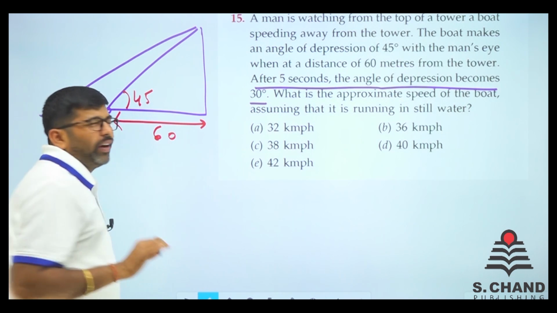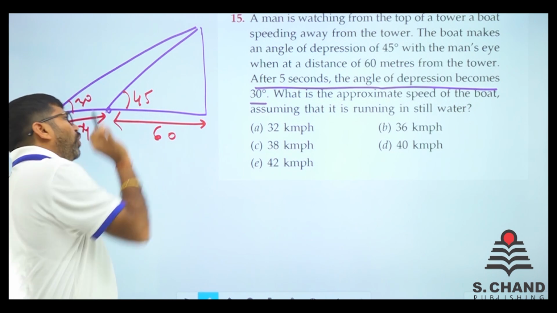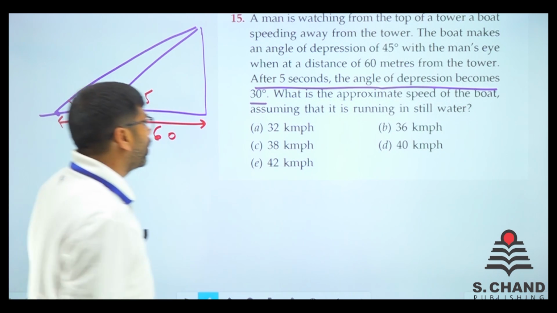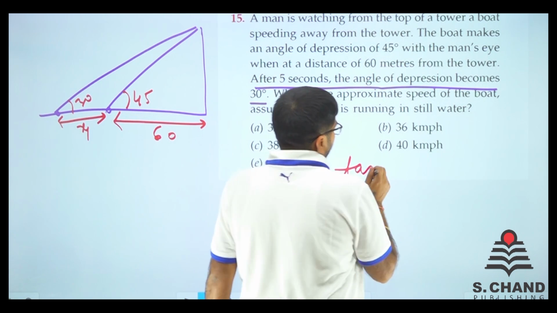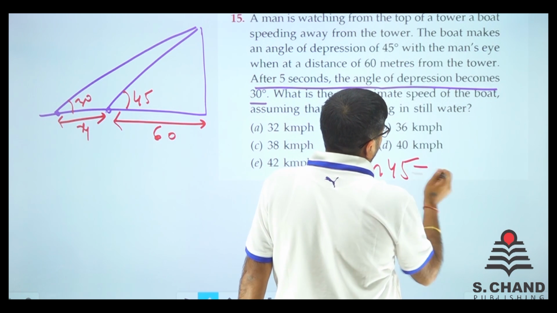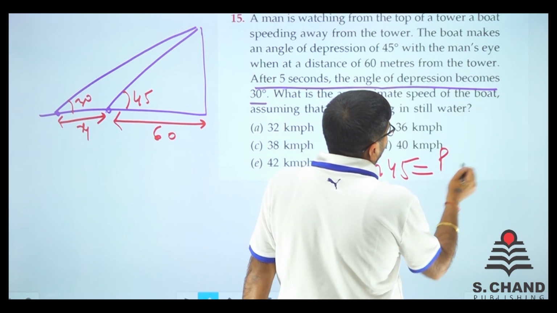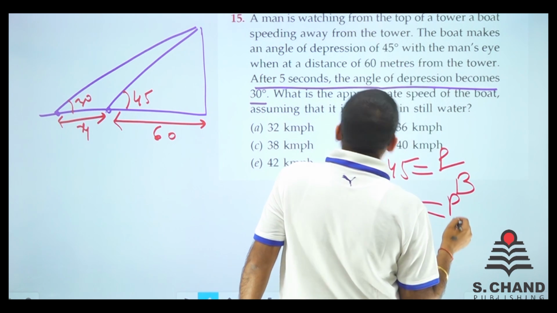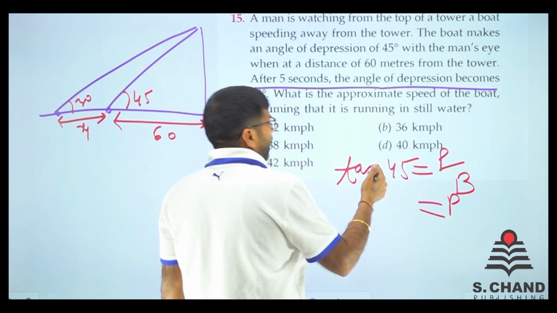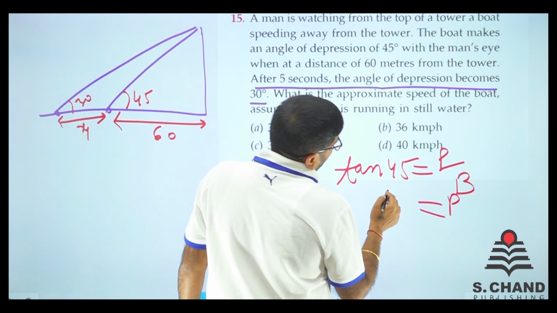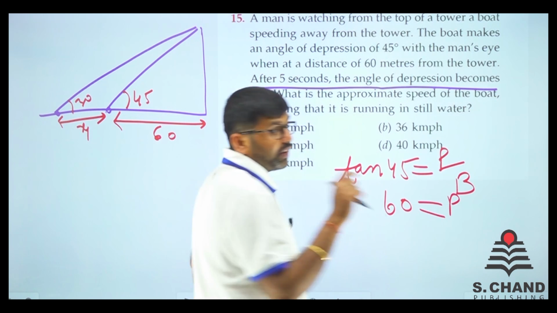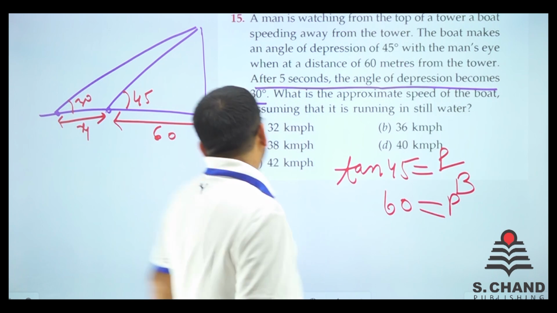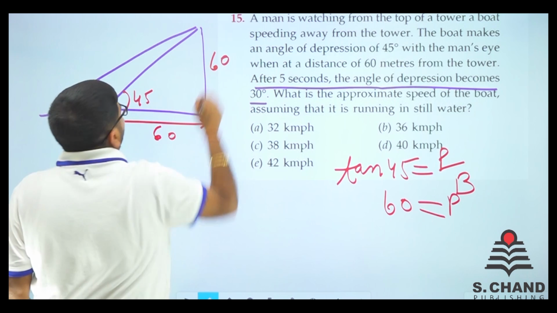Now we know it very well. If this is 45, this is 60, this must be 60. How come? Tan 45 is equal to P upon B, perpendicular upon base. P is what we need to find out, and B is 60. So cross multiply this 60 here, and tan 45 is 1. So P is 60. So it comes out to be 60, right?